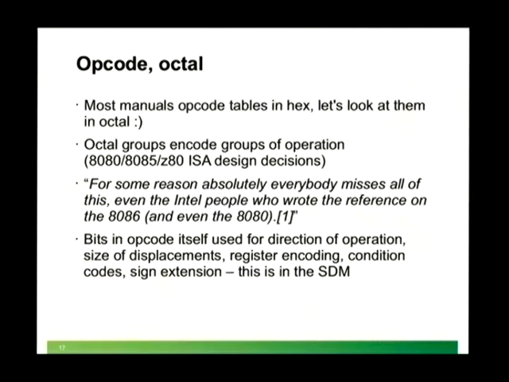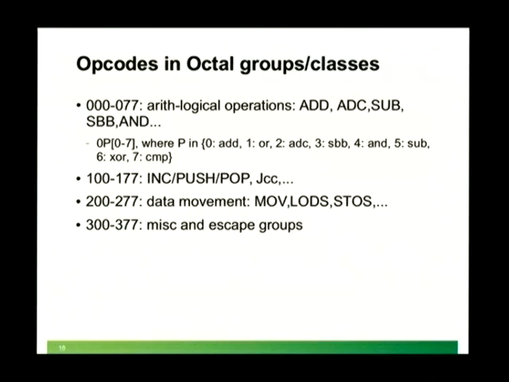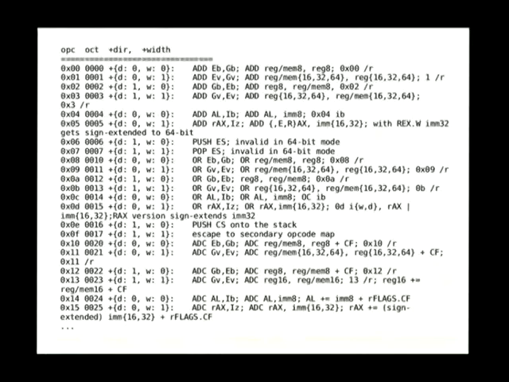Next. Yeah. So as you saw, the manuals list the opcodes in hex, but we should look at them in octal. Maybe that shows something interesting. Somebody on the internet said that for some reason absolutely everybody misses all of this. Even I missed it, and Michael Matz told me you should look at the opcodes in octal and you're going to see it. So if you look at the opcodes in octal and look at the last bits, you see what I was saying. The least significant bit is 0, which means the width.